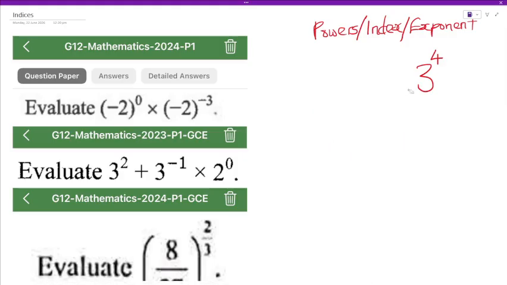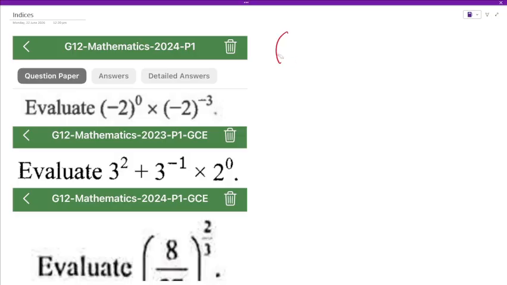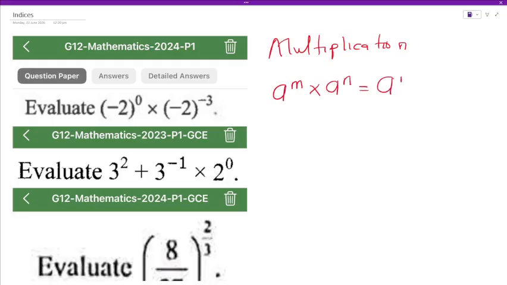We can now start looking at the laws of indices. Under the laws of indices, we are going to start with the first law, which is multiplication, which states that a to the power m times a to the power n is equal to a to the power m plus n. What does this mean? In this case, the a's are representing the bases.